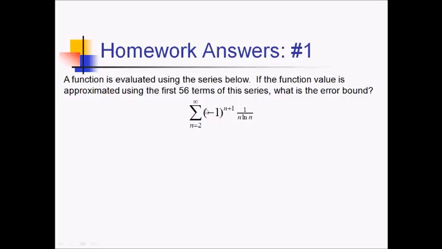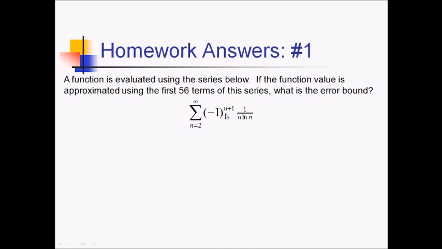For this problem, a function is evaluated using the series below. If the function value is approximated with the first 56 terms of the series, we want to know the error bound. So the key on this one is recognizing that we have an alternating series with this negative 1 to an exponent, and the terms are decreasing in absolute value to 0.